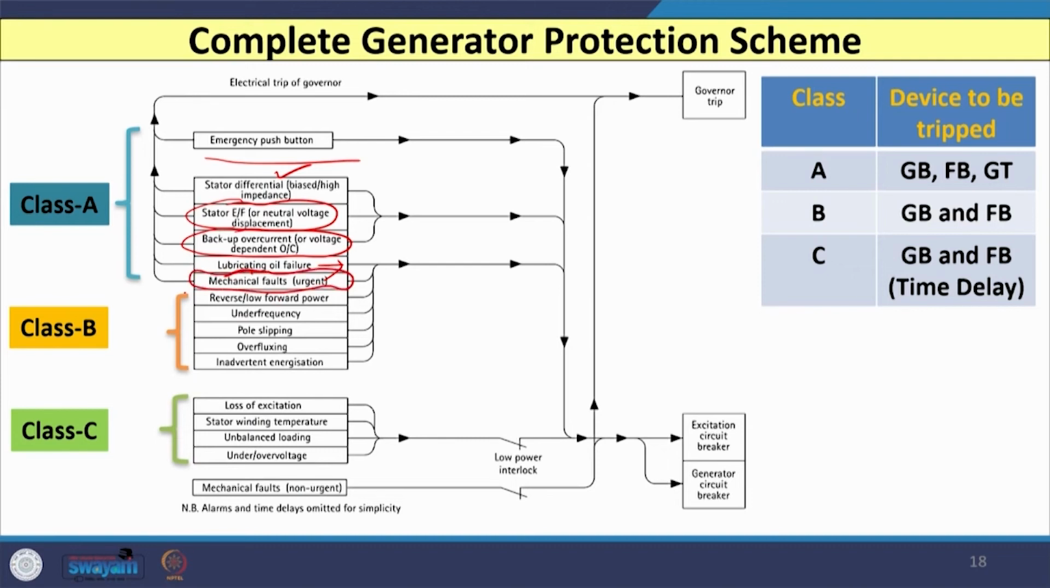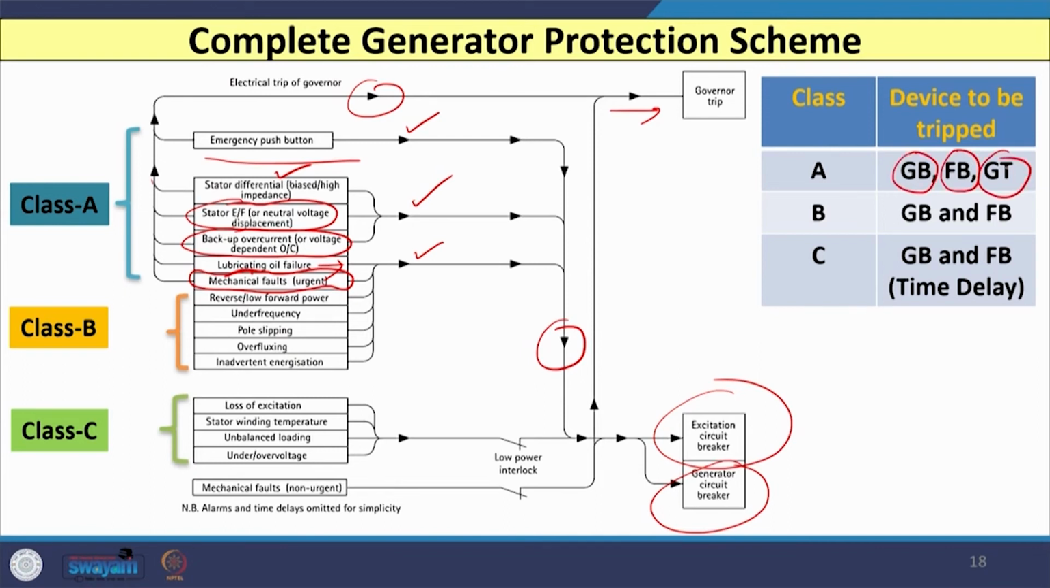lubricating oil failure, or some mechanical faults which need to be treated urgently. In all these cases, one of the inputs is given to the governor unit so that it can be tripped, and the output is available from this arrow and is given to the field breaker and generator breaker. So whenever class A trip is initiated, generator breaker, field breaker and governor trip are all initiated simultaneously without any time delay.